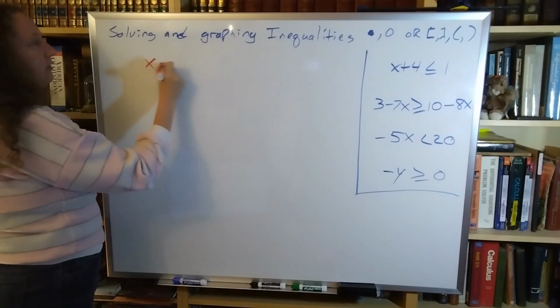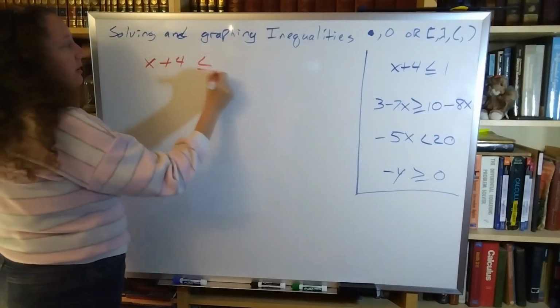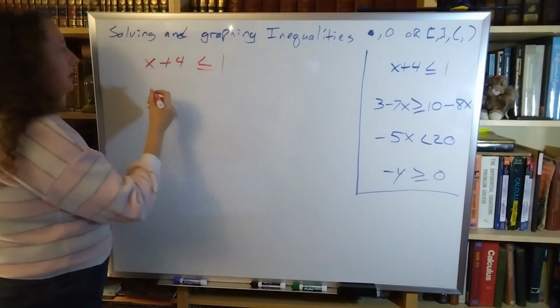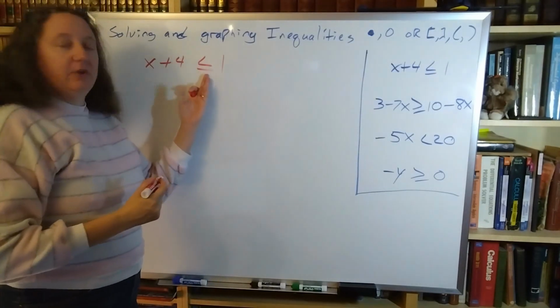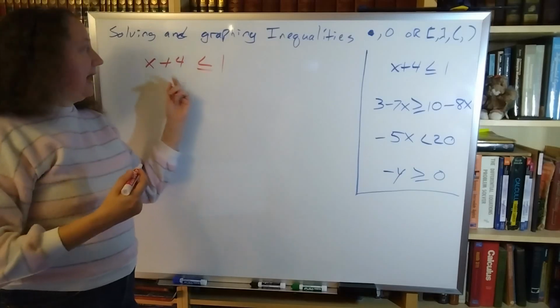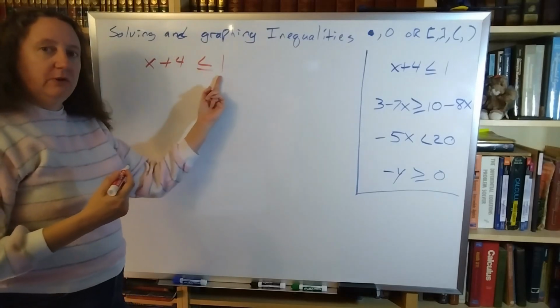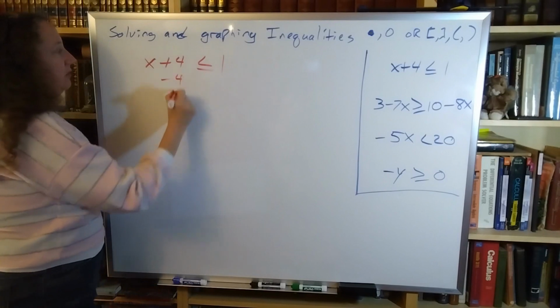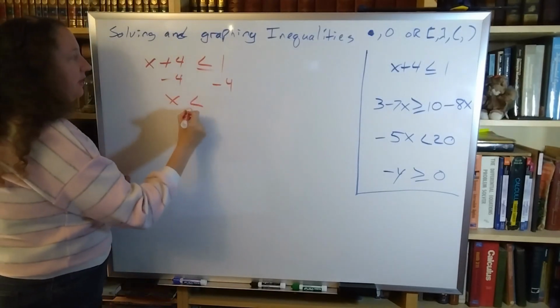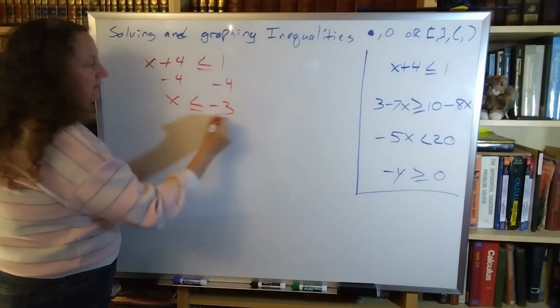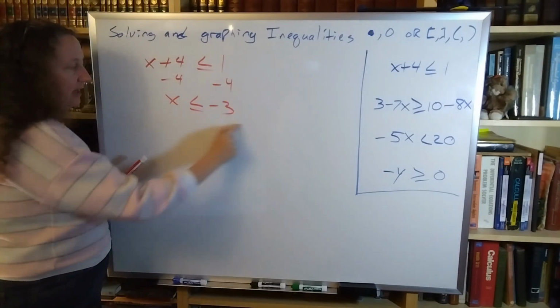So I have my x plus 4 is less than or equal to 1. And just like if we had an equal sign there, I'm going to subtract that 4 over to the other side. So minus 4. So now I have x is less than or equal to negative 3. And that is what I need to graph.